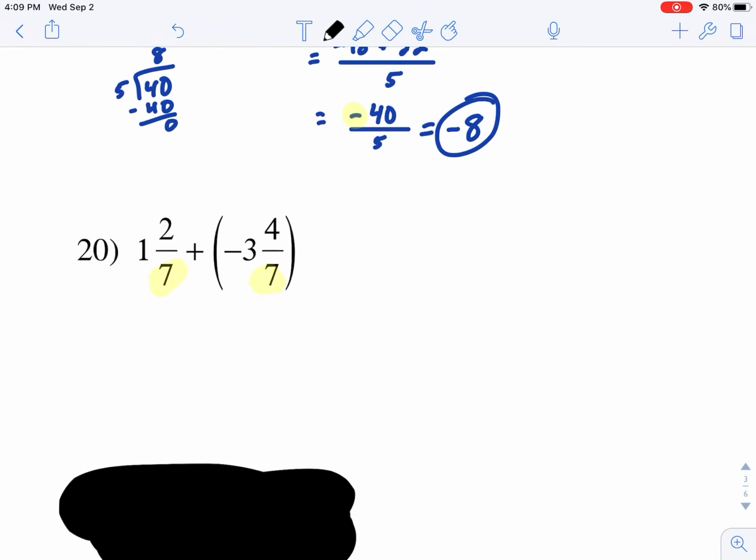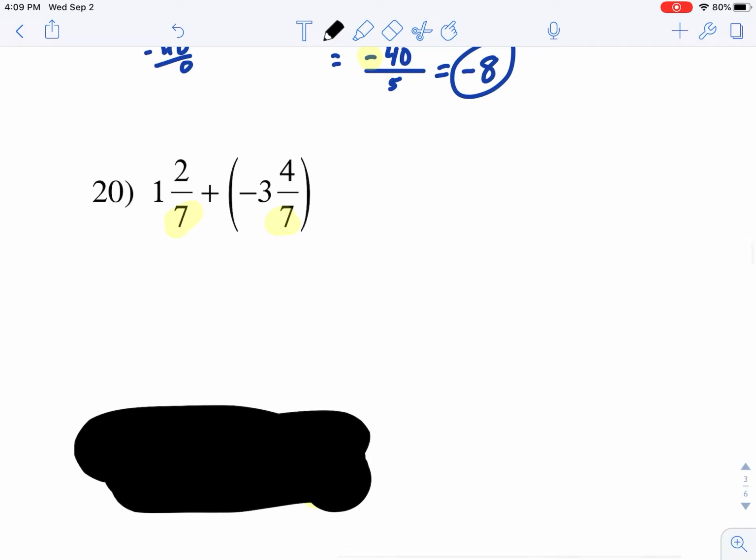Okay, so number 20, again, I'm going to do times plus and make this an improper fraction, plus negative, another one that I'll turn into an improper fraction. 7 times 1 is 7. 7 plus 2 is 9 sevenths. 7 times 3 is 21. 21 plus 4 is 25 sevenths.